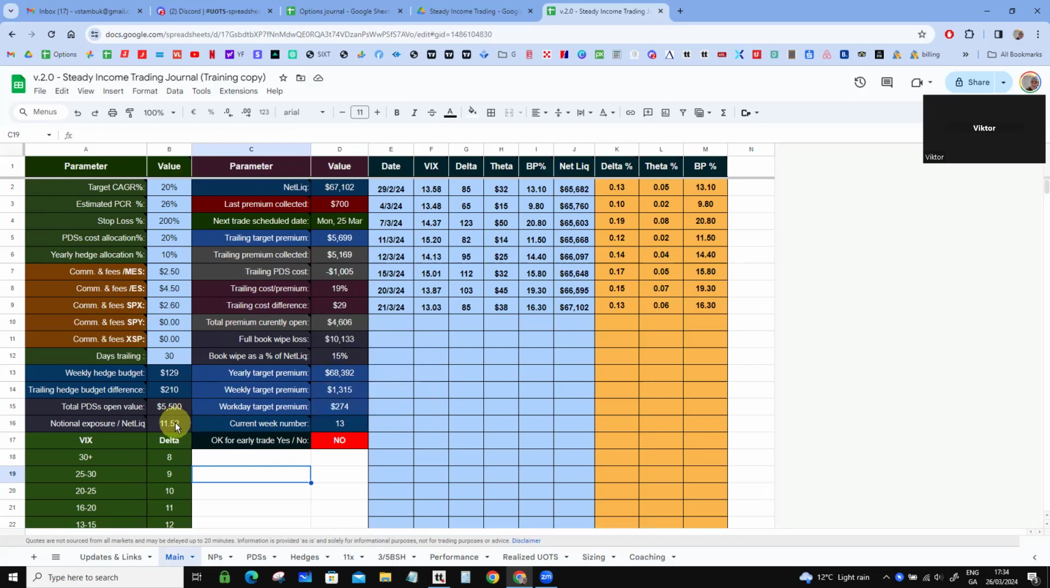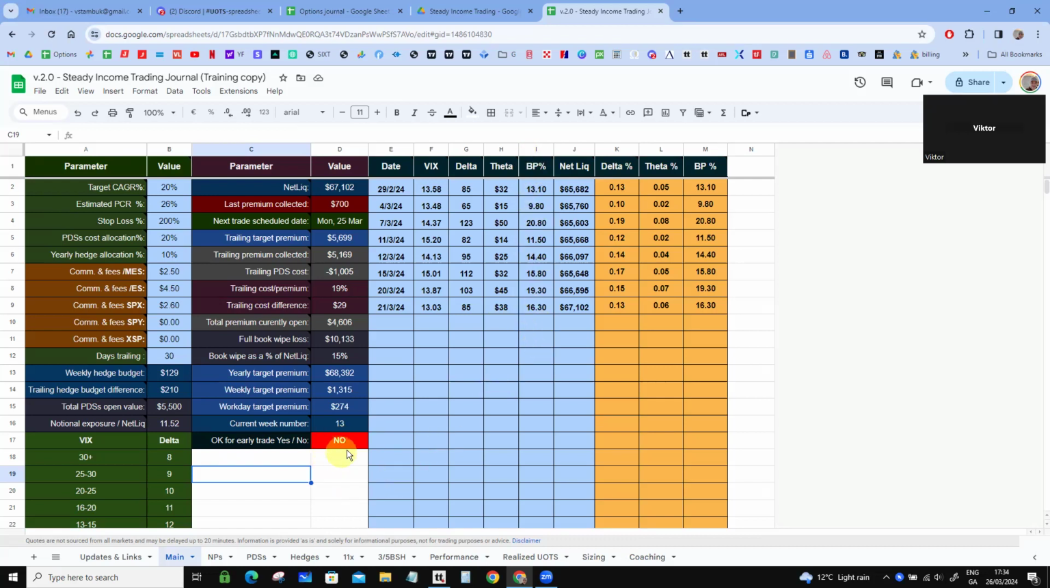And you want to keep an eye on this, because this also represents a risk, and you want to keep it in check. We also use that to determine whether we can enter an early trade or not, and that's right here. Again, it's calculated automatically based on the notional exposure number and on buying power usage, which is taken from here, manually entered by you in column I.